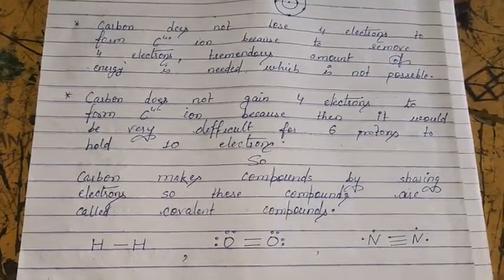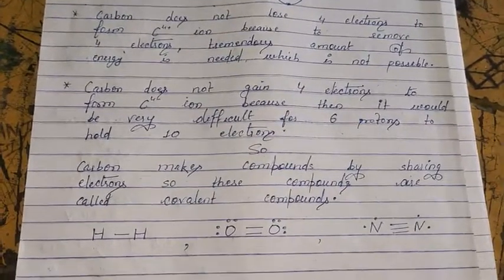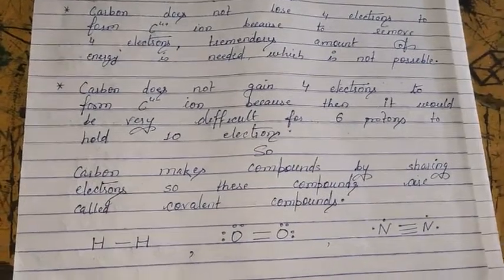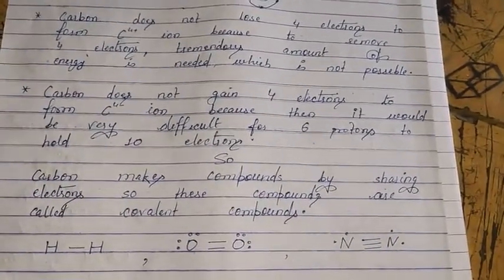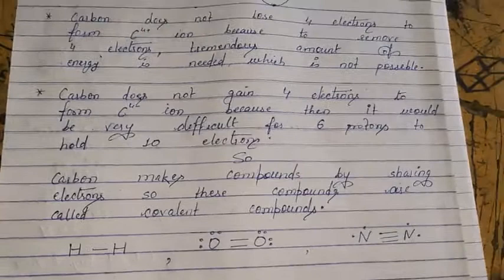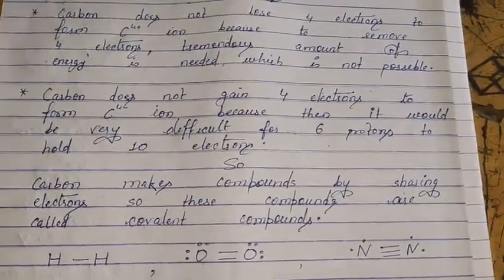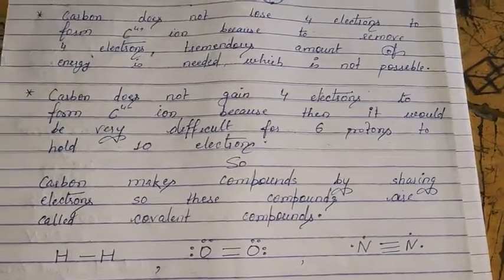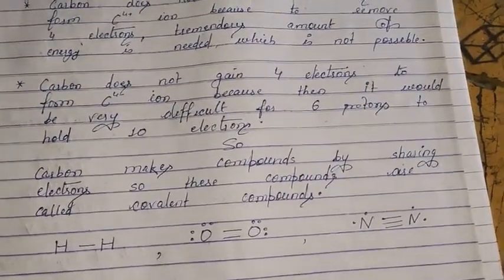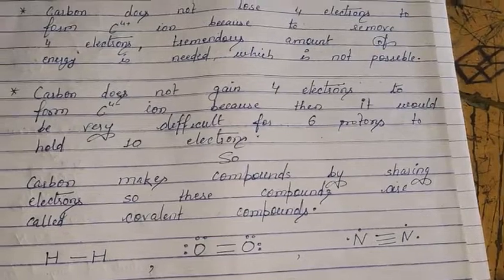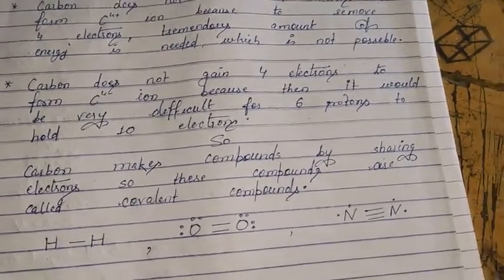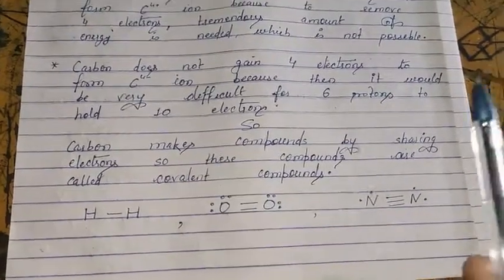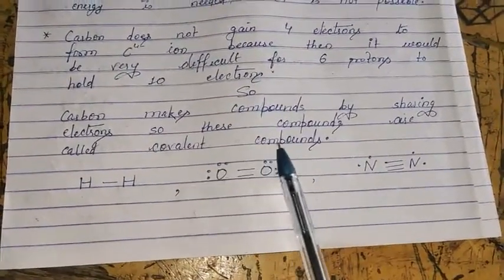So carbon takes an intermediate path, because it does not lose 4 electrons, it does not gain 4 electrons. In spite of that, huge number of carbon compounds are there, because it only shares electrons, neither loses nor gains. It only shares electrons to form compounds. That's why all carbon compounds are called covalent compounds.